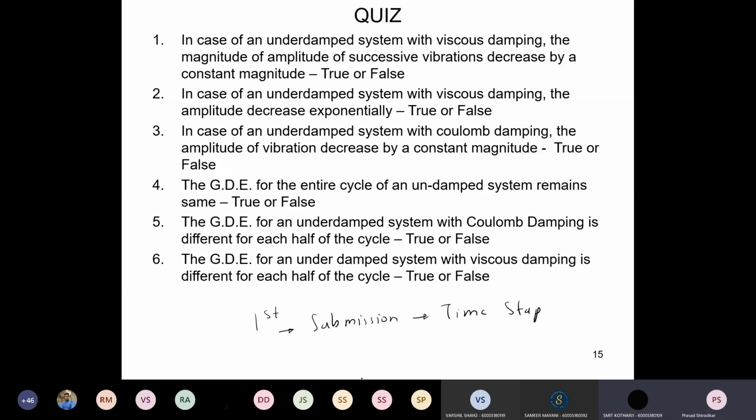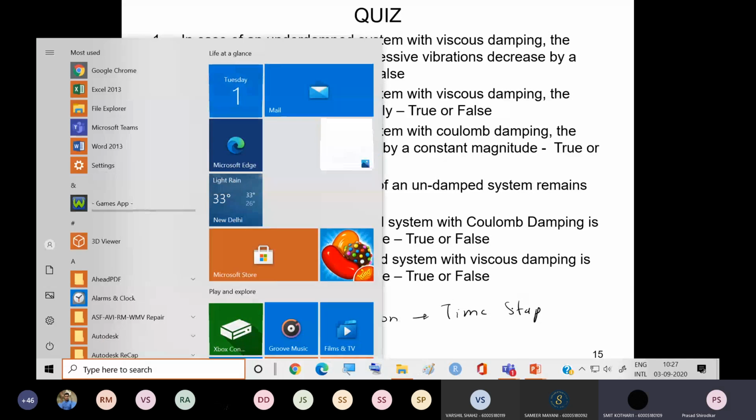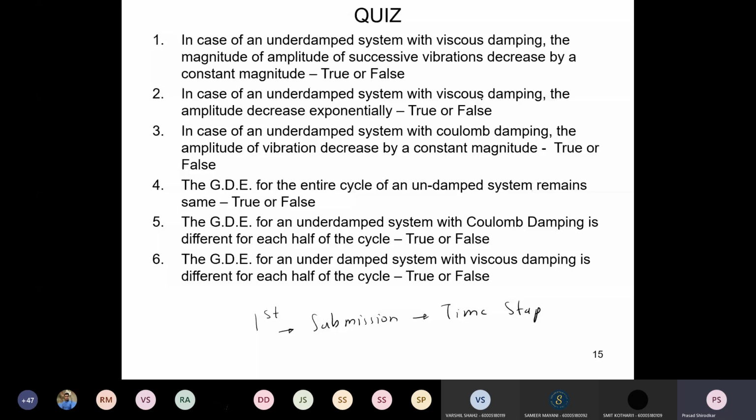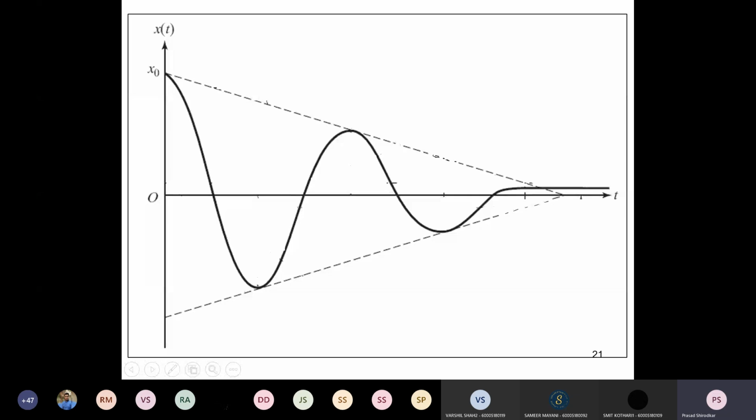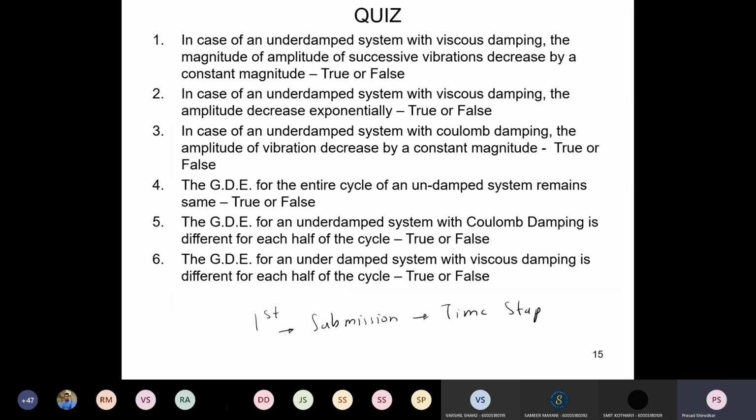Sir, can we submit all together in the end? If you want, you can submit it all together in the end, but no extra time will be provided at the end. I will be closing the quiz at 12 o'clock. So that is up to you. Okay, sir. No, actually, don't submit it at the end. I am giving you 5 minutes, approximately. So at the end will not be allowed.